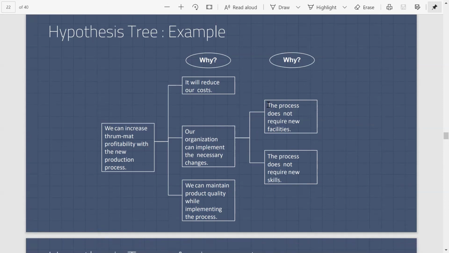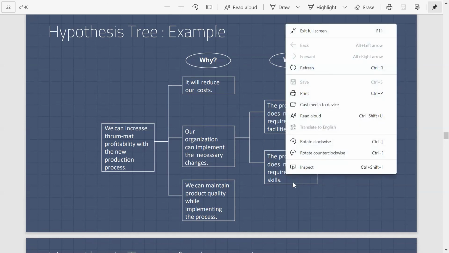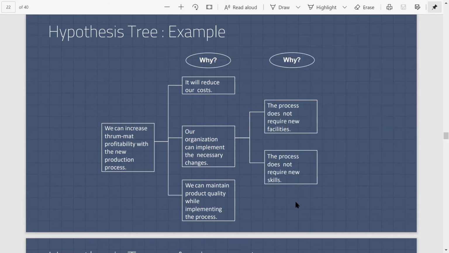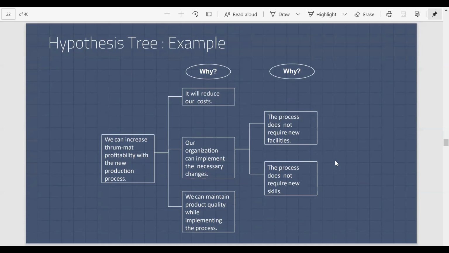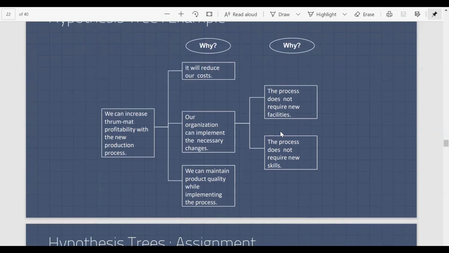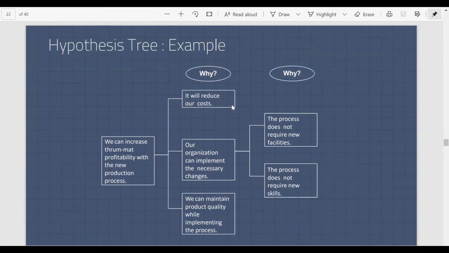So two things again, right? You've put two more points here that, hey, you can implement because first, you don't require a new facility. Second, you don't require new skills, right? And then you can just keep moving like this, and close the argument that, yeah, I think with all of this, this makes complete sense for you guys to adopt.